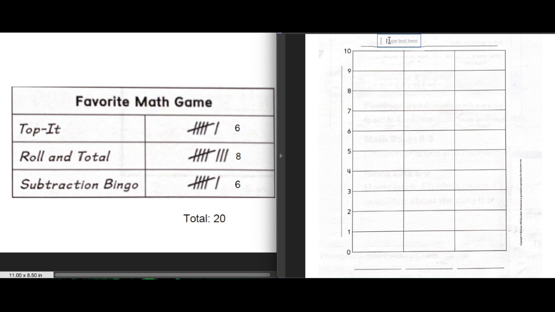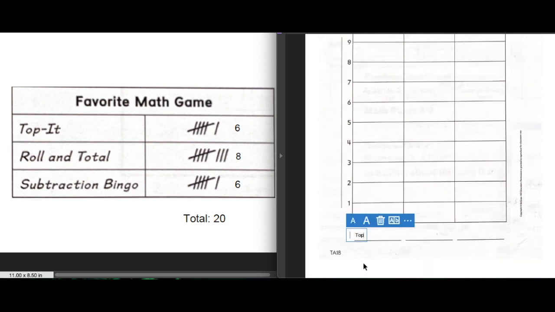At the top is our title, and the title is the same as the title of the tally chart. The title is Favorite Math Game. Remember, along the bottom, we put our categories. So our categories in the tally chart were Top It, Roll and Total, and Subtraction Bingo. So each one gets its own line. Top It, Roll and Total, and Subtraction Bingo.